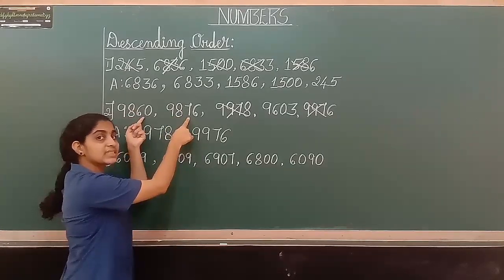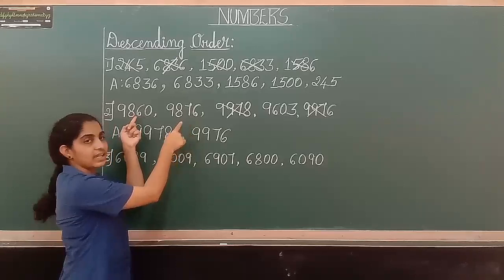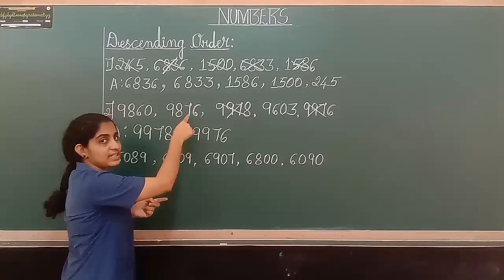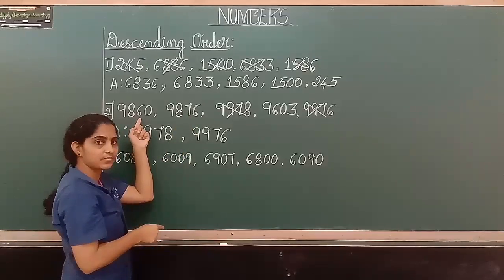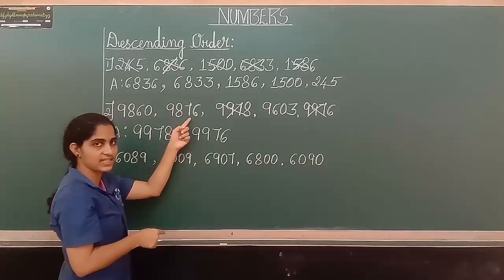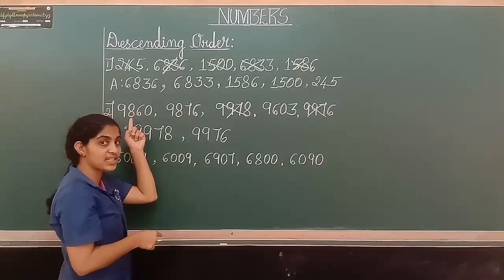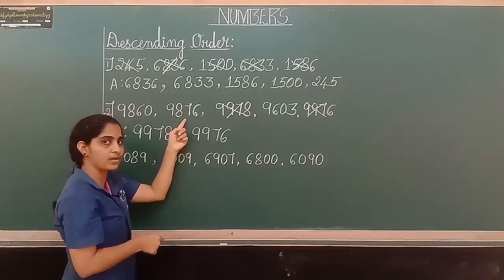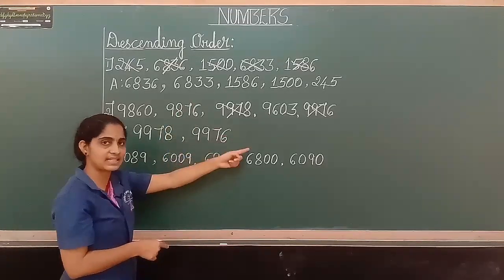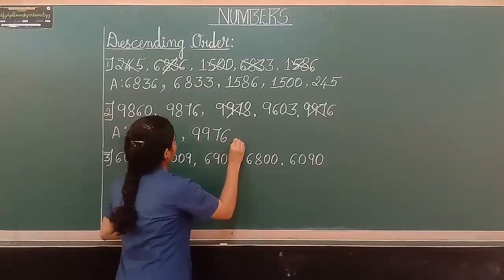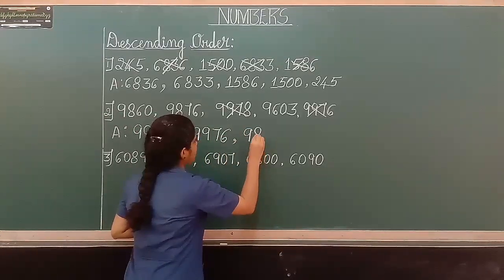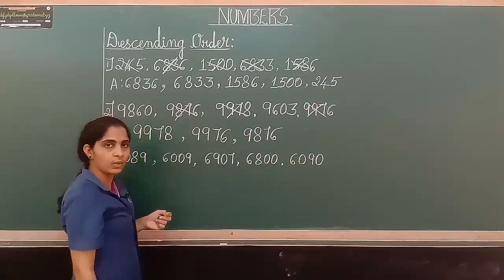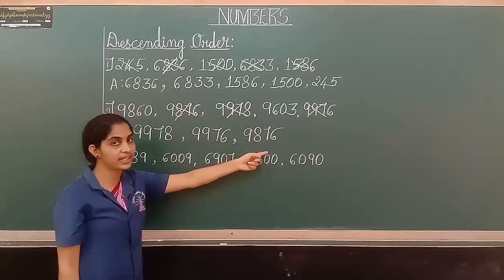When we compare the third digit, we can see that here we have 6, here we have 7. So which is greater? 7 is greater or 6 is greater? Very good. 7 is greater than 6. That means which is the greater number? Yes, this is the greater number. So we have to write this number next. 9876 is next. Now let us strike out this number as we have already written.